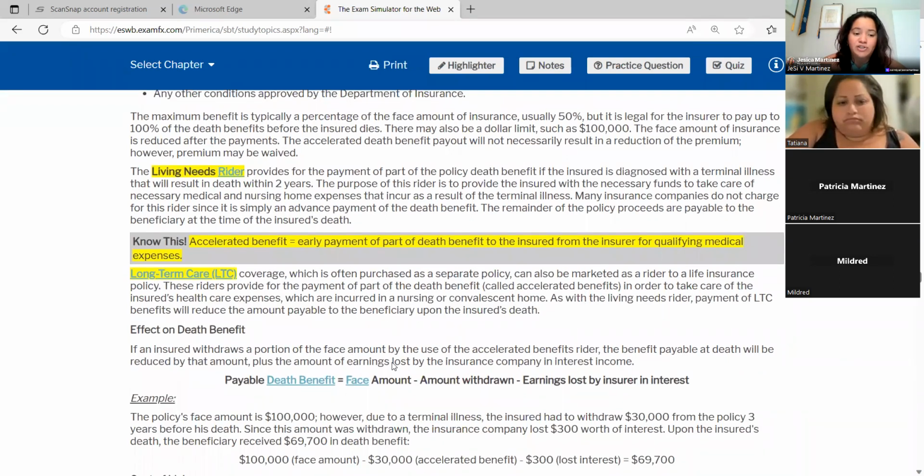Effect on death benefit: if an insured withdraws a portion of the face amount by the use of any of these riders that we said right now, then it's the same as what we've been discussing basically. So the payable death benefit equals the face amount minus any amount withdrawn or any of these riders. In a term of cash policy, which is the equation that we have now, it's the face minus the amount withdrawn minus the earnings lost by the insurer in interest. So if you lost that amount of money, how much would you have earned if that money was in? They also kind of deduct that in there, okay?